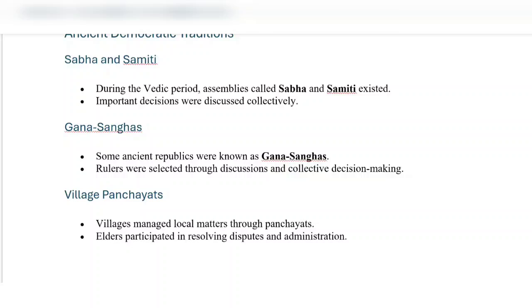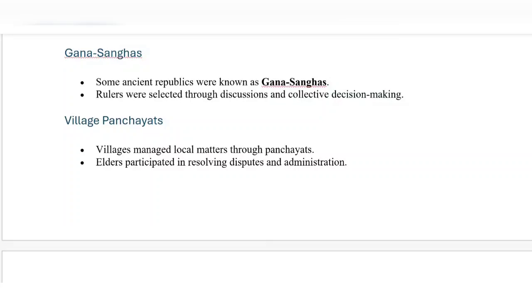Then we talk about Gana and Sangha. If we talk about Gautam Buddha's time period, they belonged to some Gana and Sangha. And there they used to take decisions collectively. These were ancient republics, and they used to take decisions when we talk about Janapadas and Mahajanapadas. It used to happen in Anga and Magadha in that time period. There was a provision of Gana and Sangha, and rulers were selected through discussion and collective decision making.